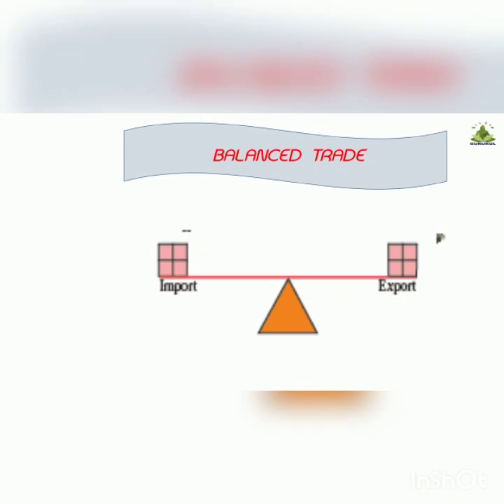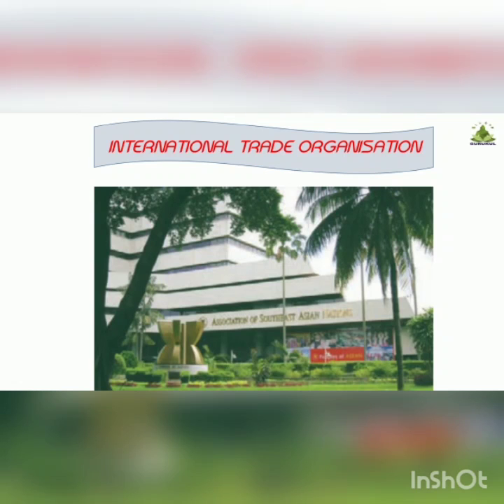Now let's see about the balanced trade. What is balanced trade? When the value of export and import is almost the same, we call it as balanced trade. So here we have seen all the three balance of trade, which were unfavorable balance of trade, favorable balance of trade, and the last one is balanced trade. Now let's see further about the international trade organizations.